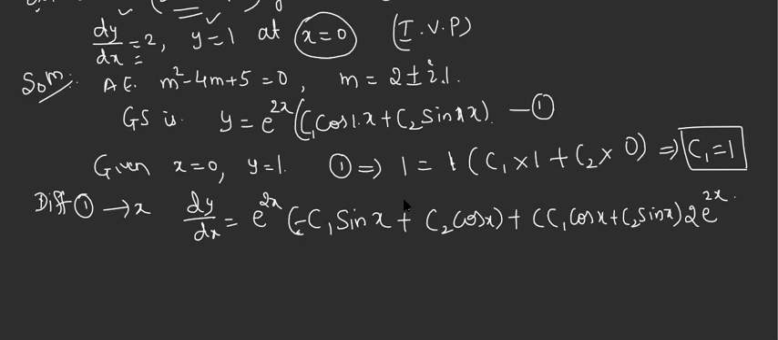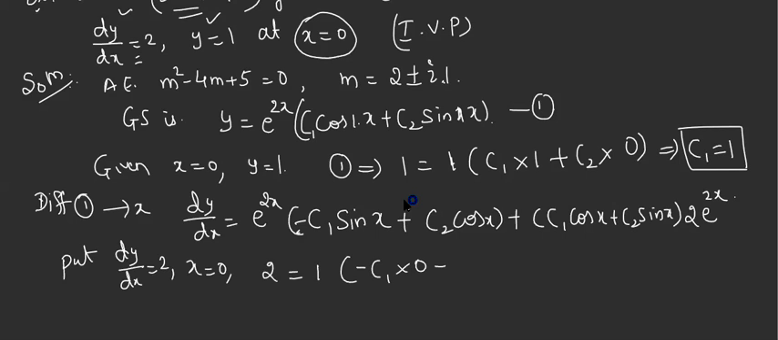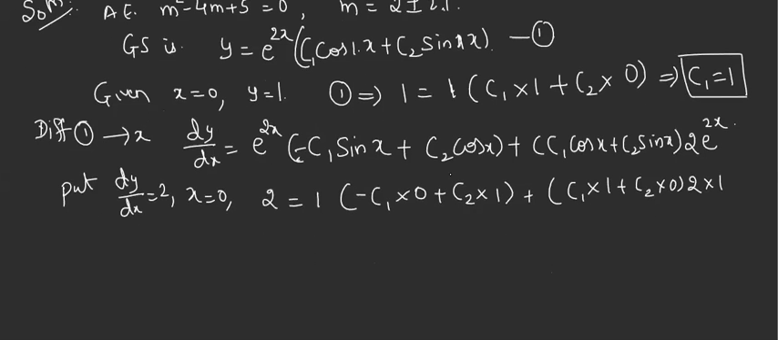Now use the condition. What is the second condition? dy by dx equal to 2 when x is 0. Yeah, this is the condition. So the dy by dx value is 2. x is 0 means e raised to 0 is 1, minus c1 into, what is sin 0? Cos 0? 1. So then here again c1 into 1, c2 into 0, 2 into e raised to 0 is 1. Solve it.